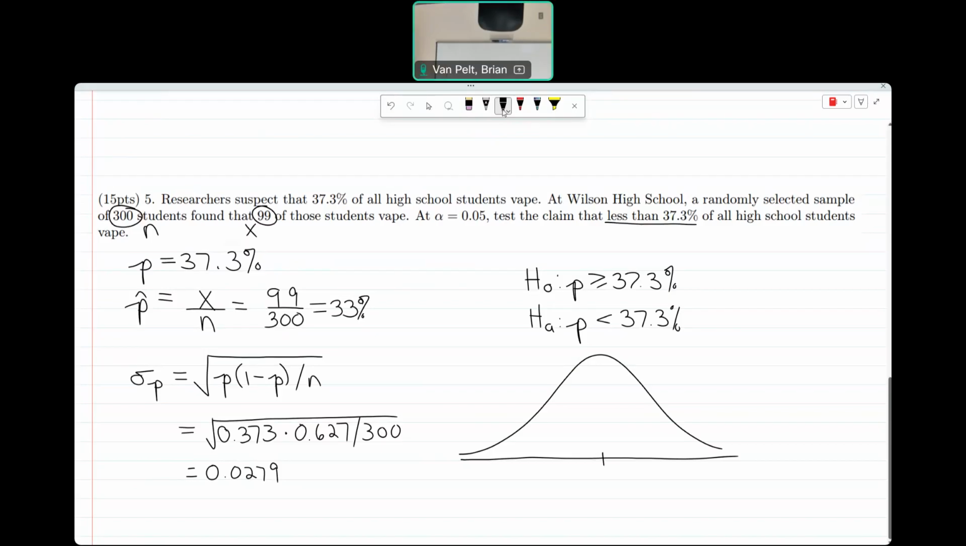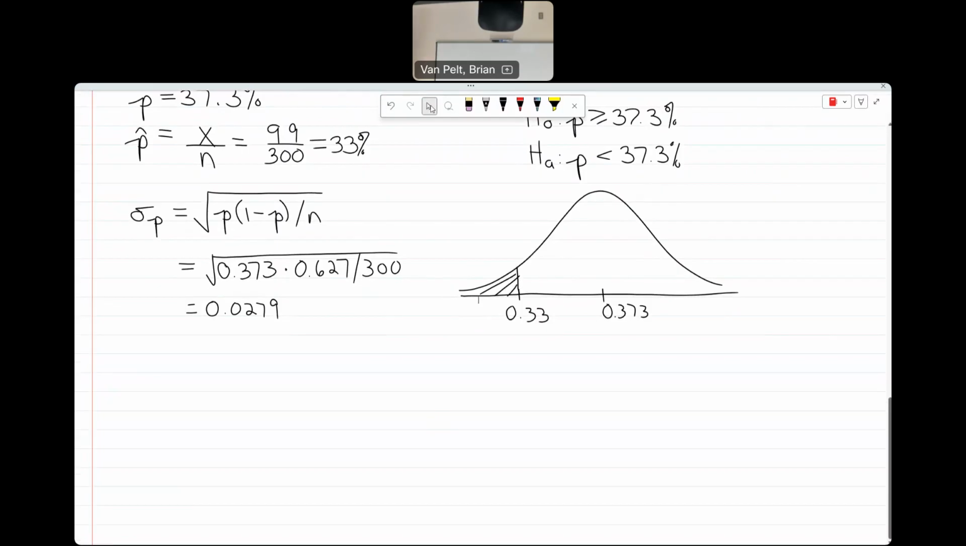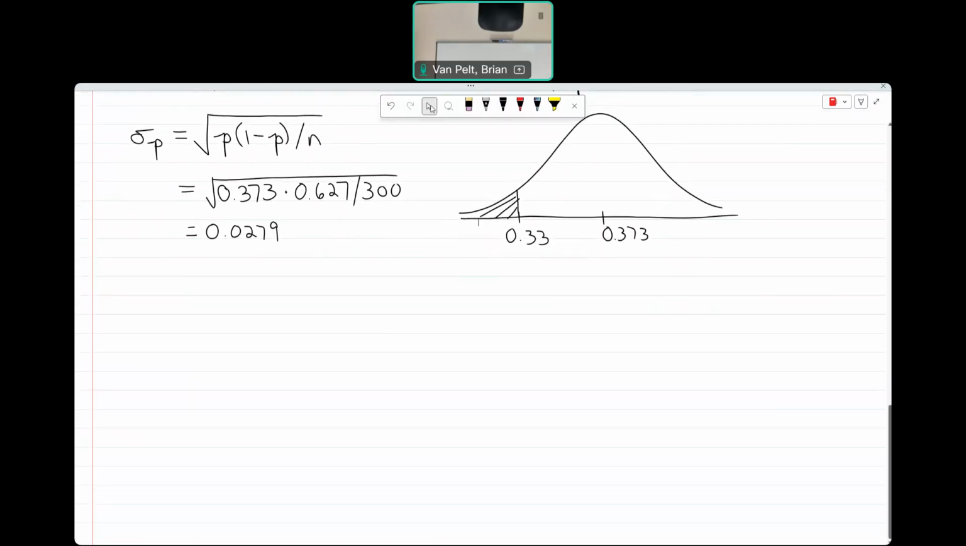So now I'm going to decimals. I'm going to stick with that. 0.373 is the center. And then 0.33. Now, for proportions we use the normal distribution. So we get a z-score here. Let's see, we're going to have 0.33 minus 0.373, divided by 0.0279. That's what I got, I get about 1.5 for it.